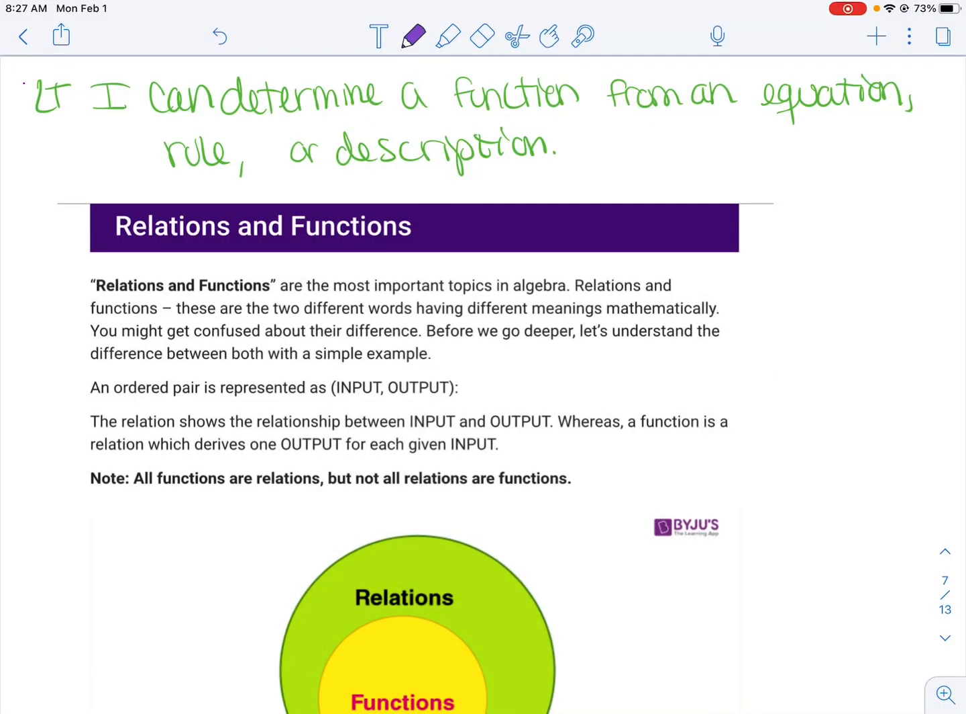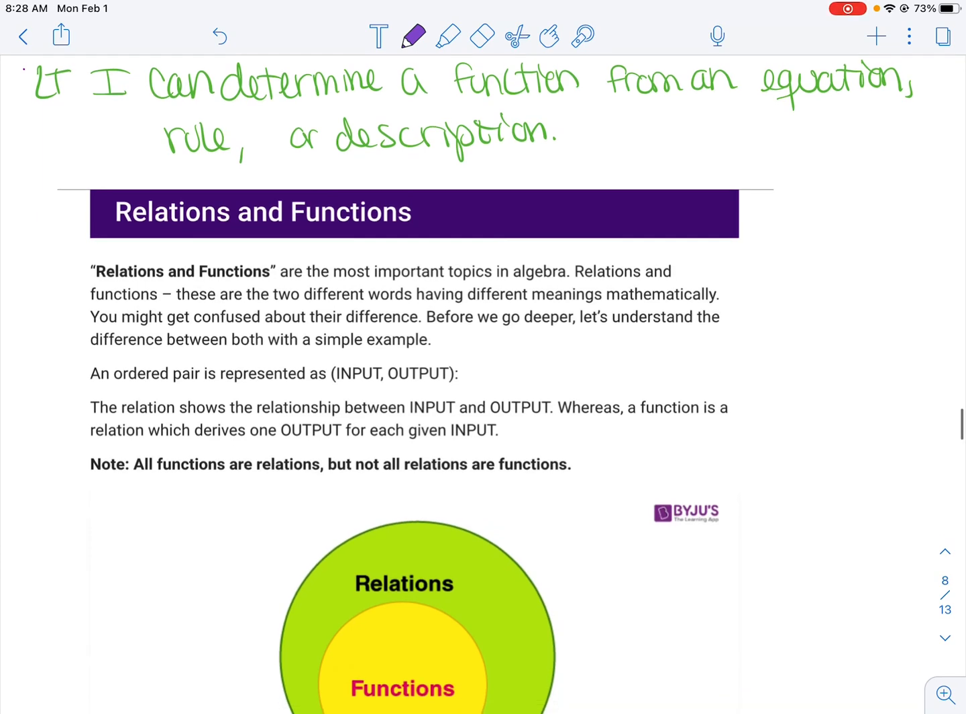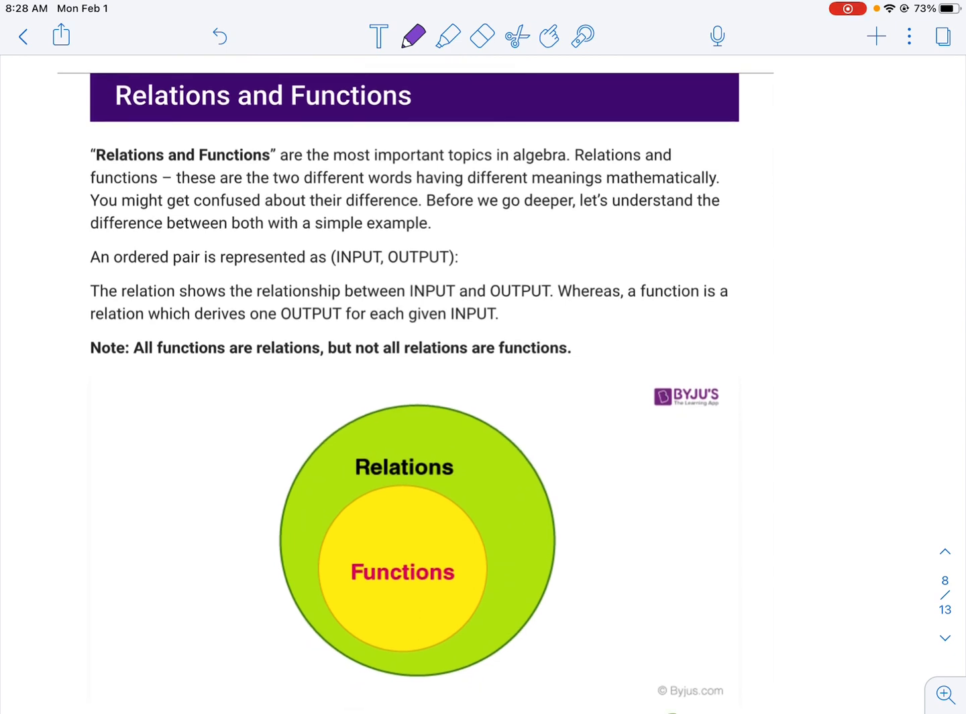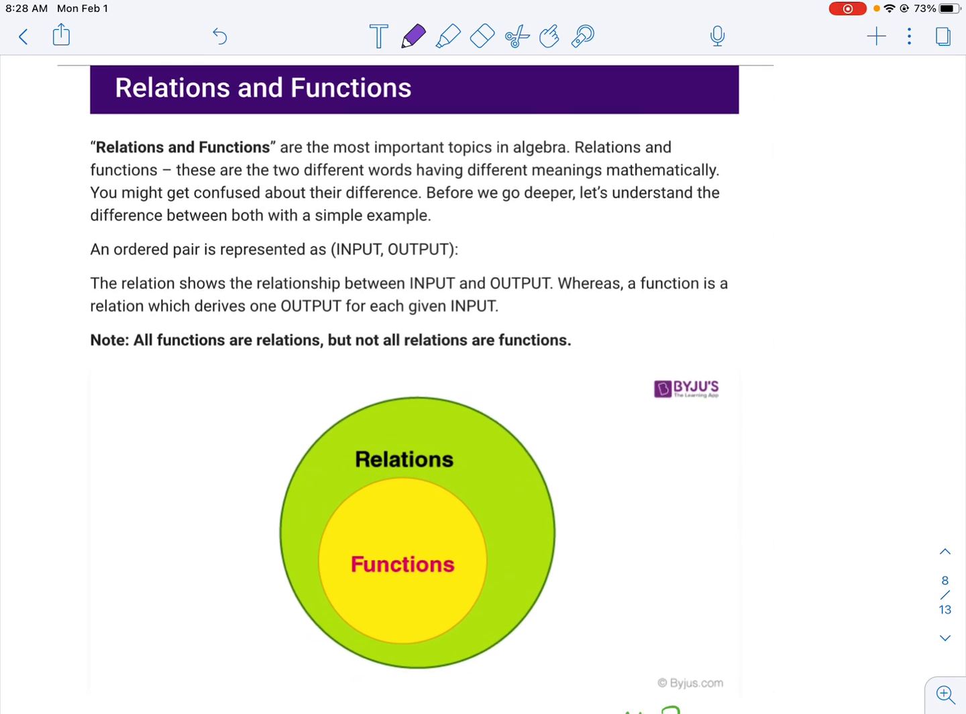All right, so this video is for group 3. Your learning target is: I can determine a function from an equation, a rule, or a description. The other groups are going to talk about graphs, tables, mappings, and lists of points, and you guys are going to mainly look at equations, all right? You want to take really good notes because you're going to need to teach this to another group in a little bit, all right? So relations and functions are what we're going to start talking about.